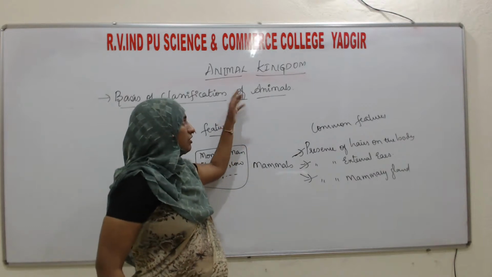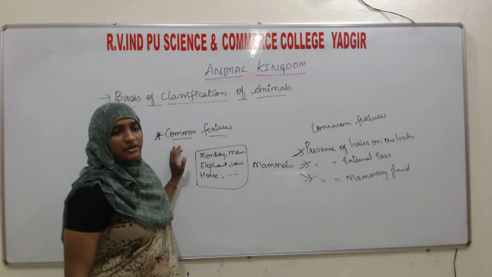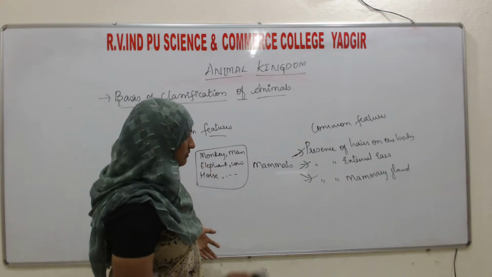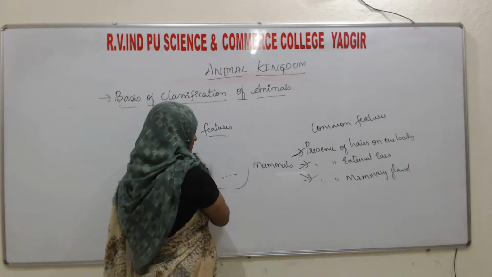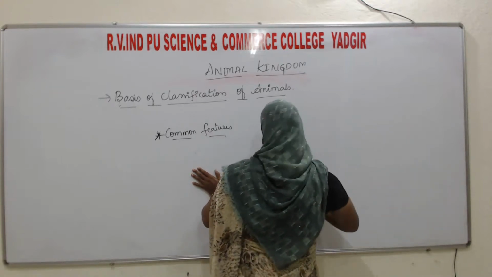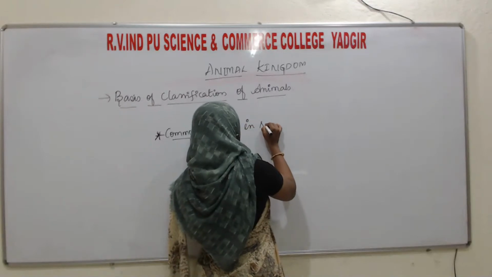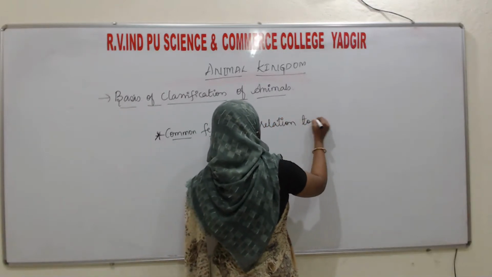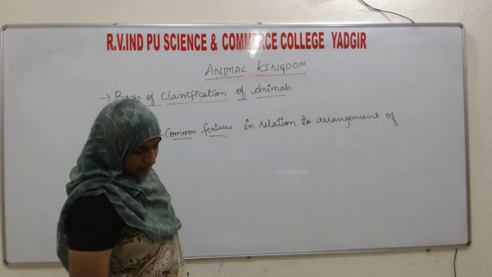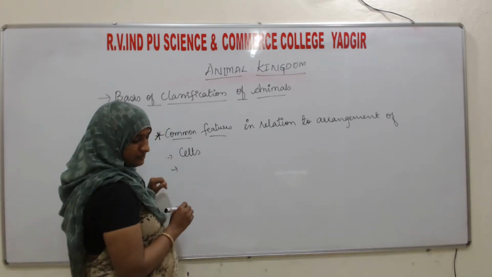Like that, this animal kingdom has been classified on the basis of common features, common characters. Common features to various individuals in relation to what? See here. Common features in relation to arrangement of cells. This is one thing. Second thing, body symmetry.